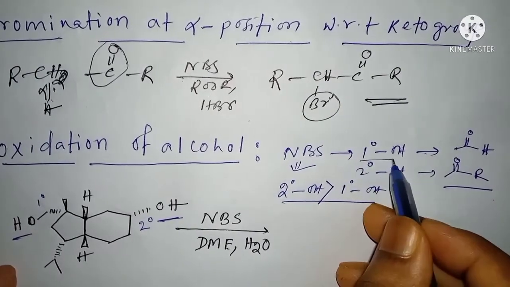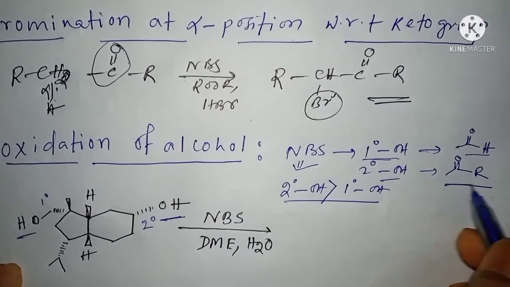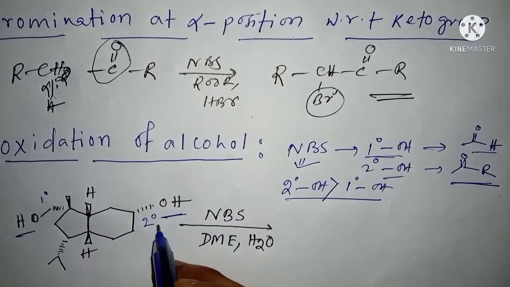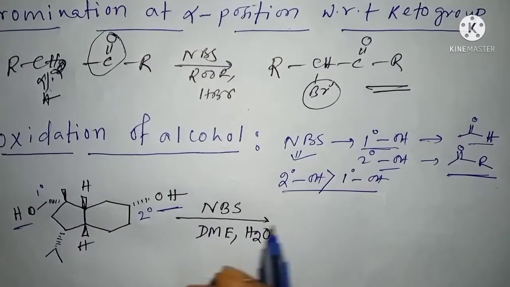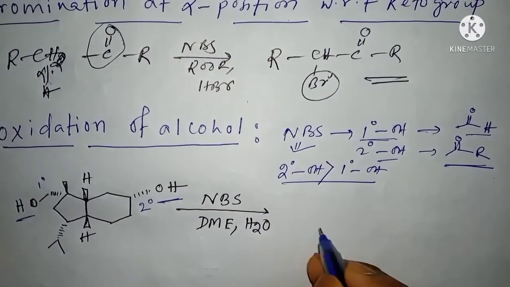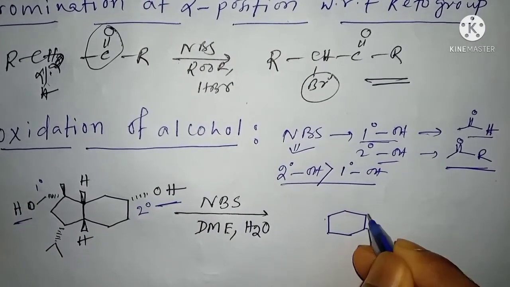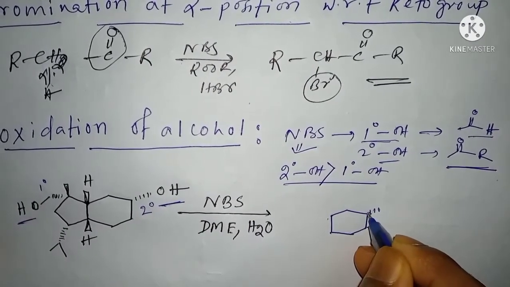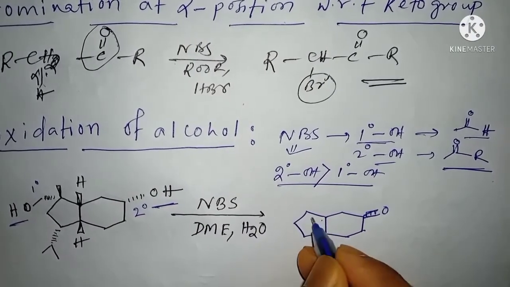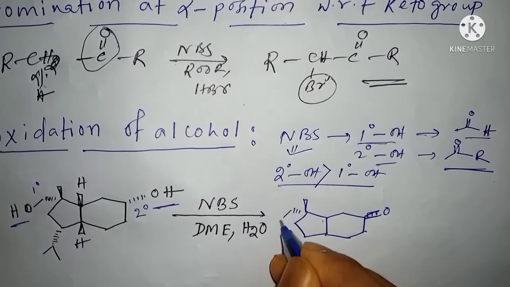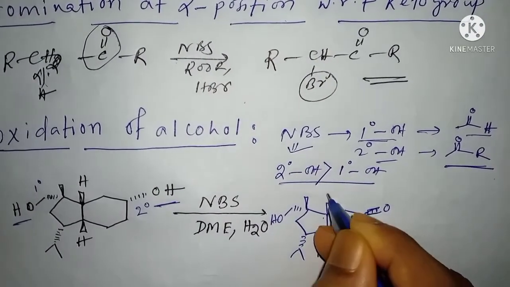If it is only a 1 degree alcohol, the product is an aldehyde, and a 2 degree alcohol gives a keto group. But here there are two forms of alcohol present. So 2 degree alcohol is greater than 1 degree, so first this alcohol is oxidized and this is the product, with the keto group, and this alcohol remains unchanged. So this is the product.